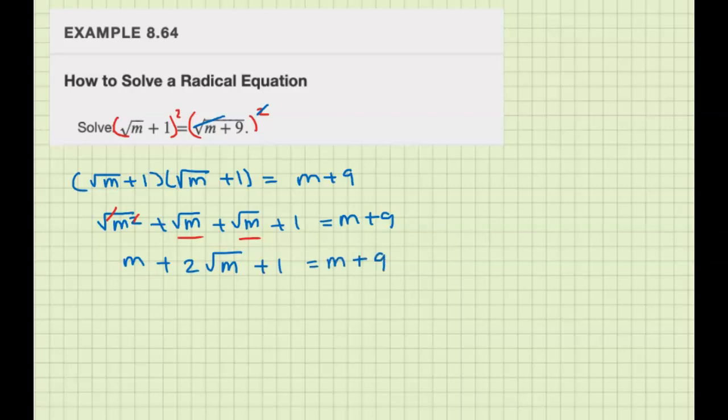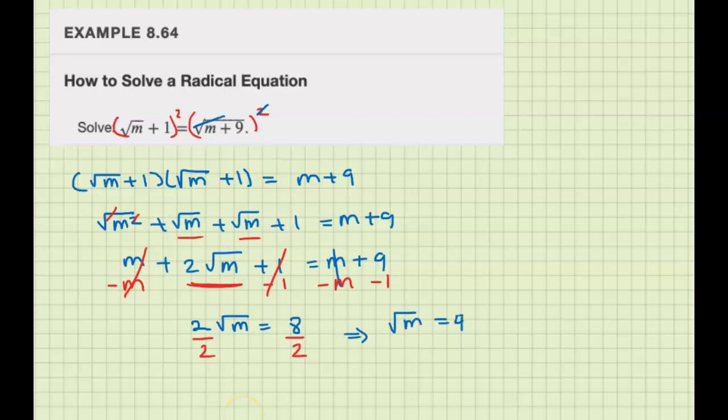Alright, so notice now we have a radical term. We want to isolate this. So subtract the m and the 1 to get the radical part by itself. So 2 square root of m equals 8. You have a 2 in front. If you can divide by it easily, divide by 2, because it makes things a bit simpler. So I have square root of m equals 4.